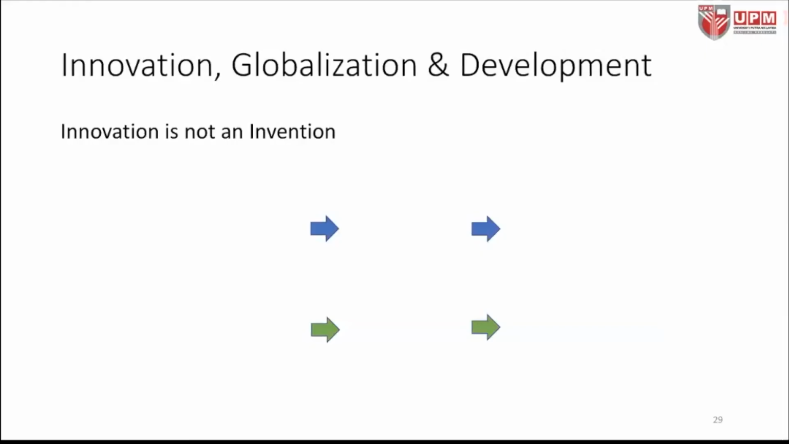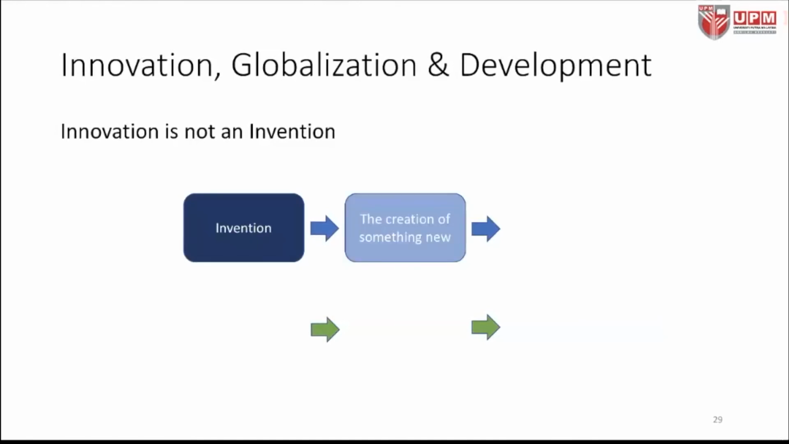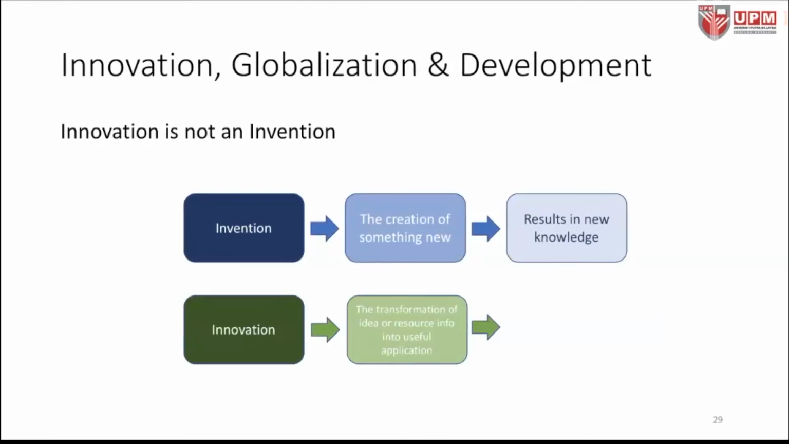And if we look into innovation itself, innovation is not an invention, right? An inventor will invent a product, which becomes an invention. But an invention itself may not become an innovation. There are elements of it. Let us see it through. Okay? The invention itself is basically to create something new. The creation of something new becomes an invention, and it results in new knowledge. Whereas innovation itself is the transformation of an idea or resource into a useful application and results in a new product, new service or new process. So I hope you can really see the differentiation between innovation and invention.